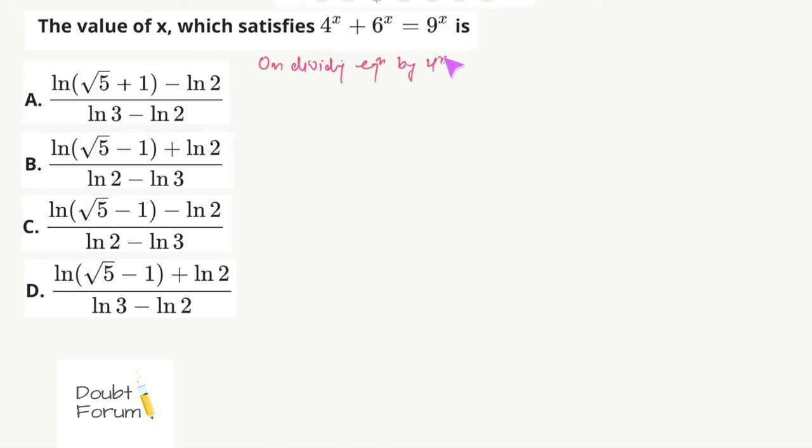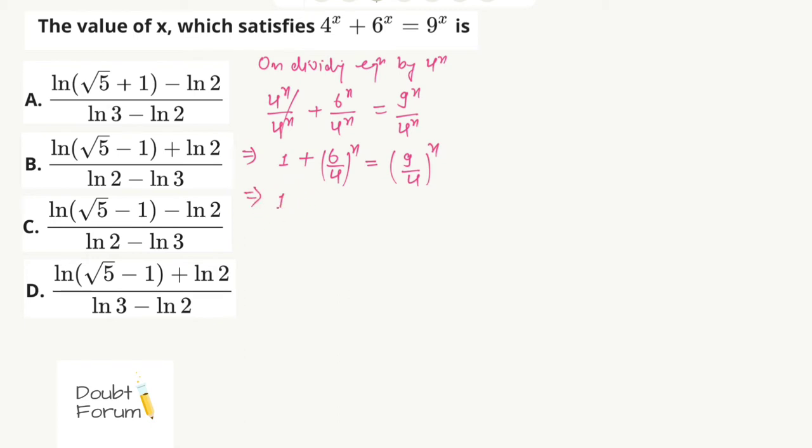When we divide this equation by 4^x, what will we get? We will get 4^x divided by 4^x plus 6^x divided by 4^x equals 9^x divided by 4^x. We can further simplify it. This will cancel out and here we will get 1 plus (6/4)^x equals (9/4)^x.